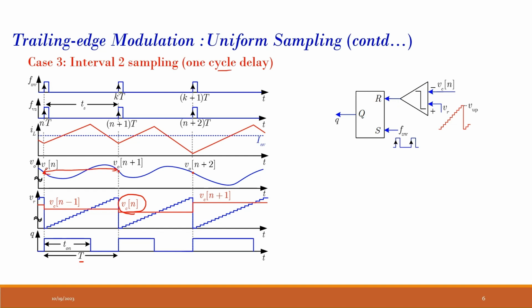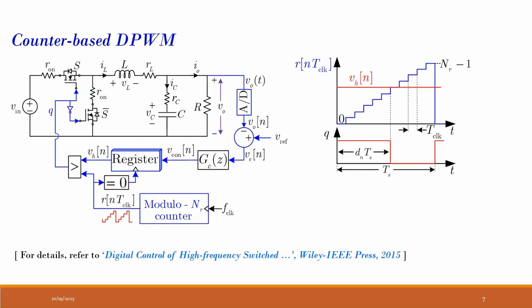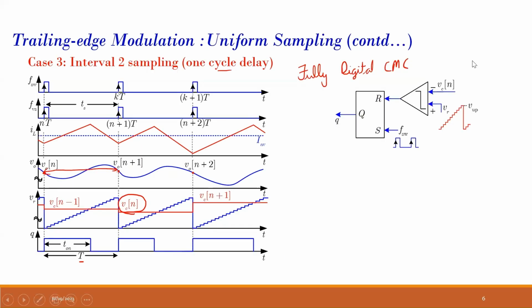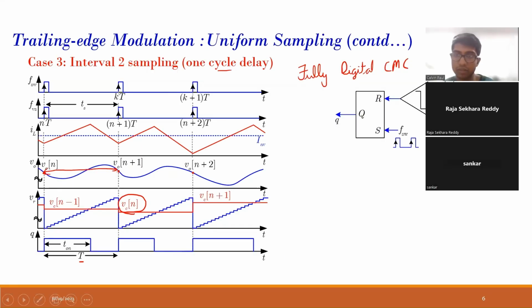But there is a delay. In certain cases, we need to have this one cycle delay. An example is fully digital current mode control, where this delay has to be there. We are not looking into that, but I'm just telling you that it is required in some cases. So, are there any doubts still here? Is everyone following?